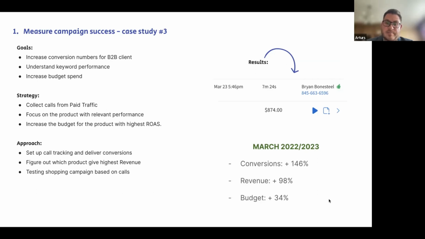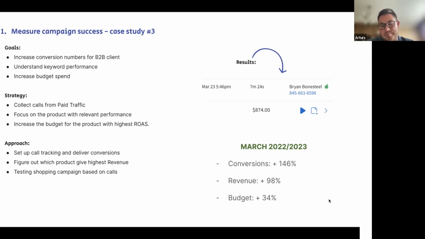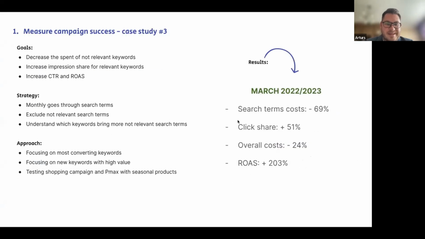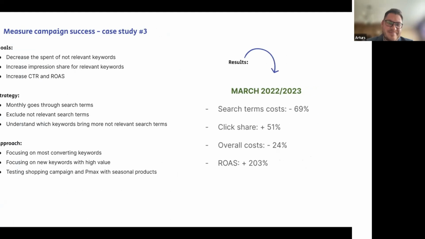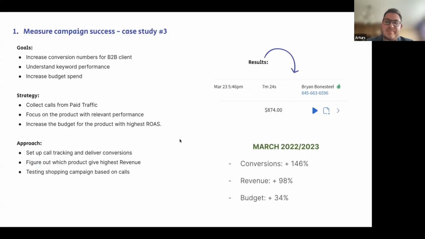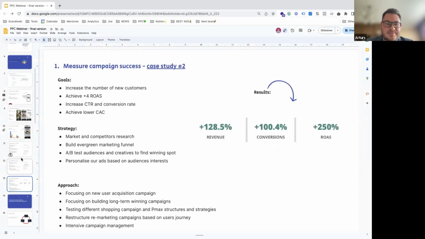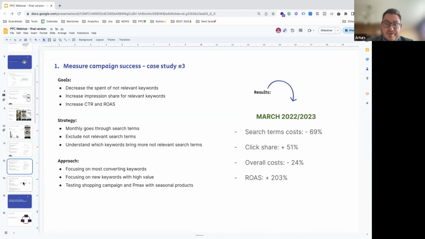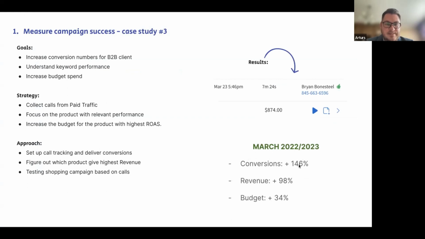And what we saw, comparing March 2022 with this March, conversion numbers increased by 146%, revenue plus 100%, and we increased the budget, plus 34%. It's not that we increased the budget because we spend more. The client asked; one of the goals was to increase the budget because the client sees the results, and he wanted to increase budgets and conversions. Yes, next slide, please.